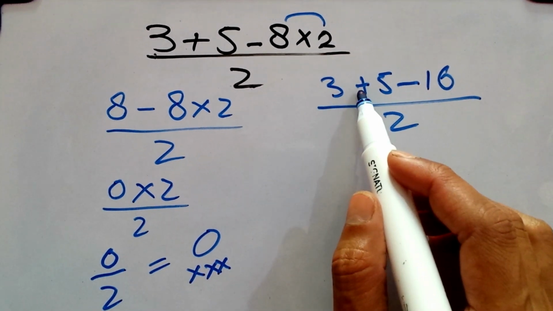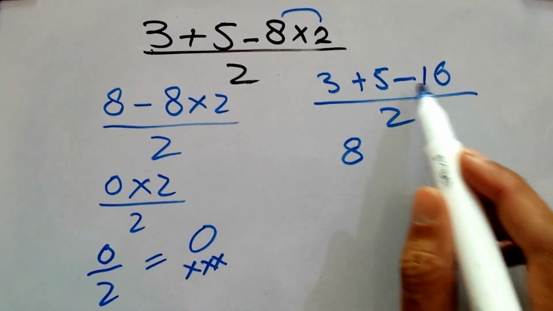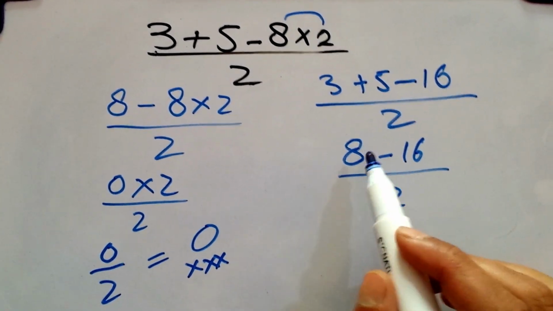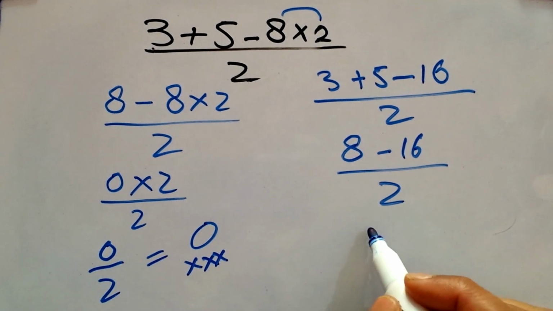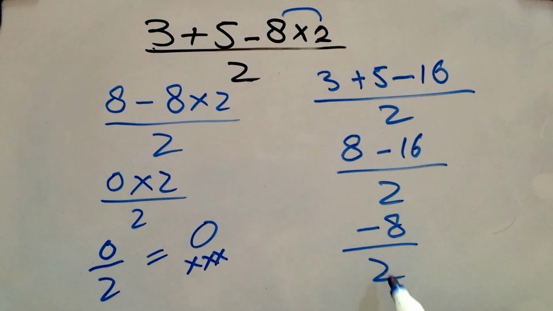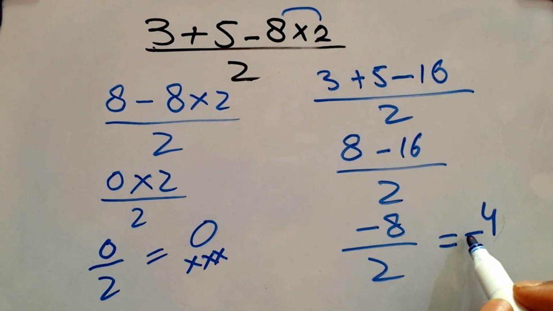Now addition and subtraction, left to right. So 3 plus 5 equals 8, minus 16, all over divided by 2. 8 minus 16 equals minus 8, divided by 2, and minus 8 divided by 2 equals minus 4. Keep the negative sign.